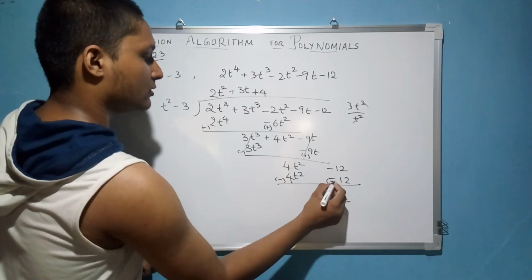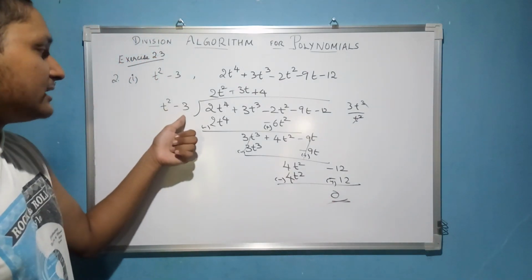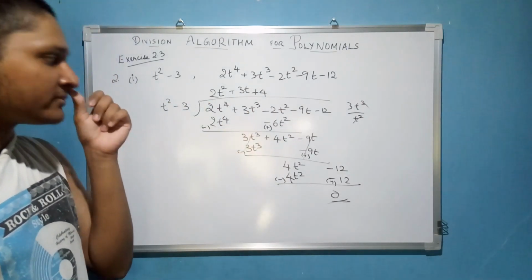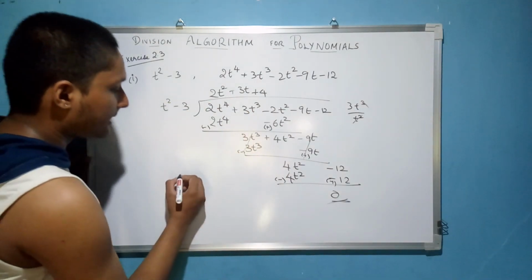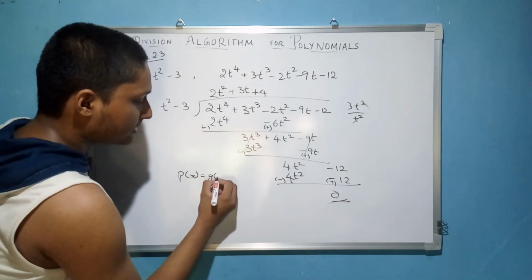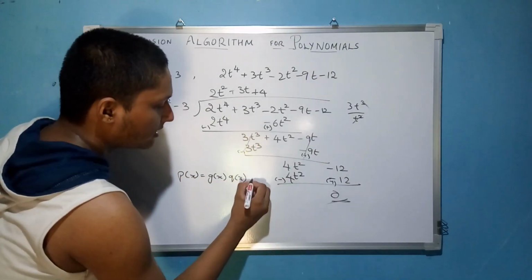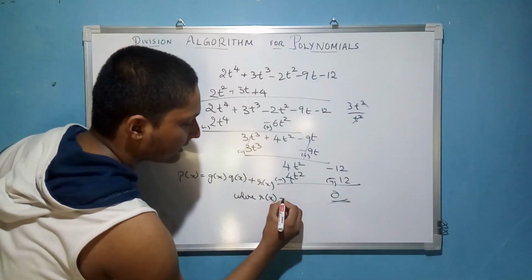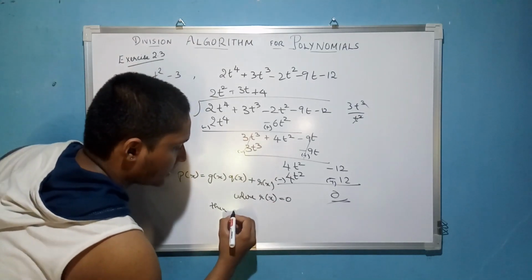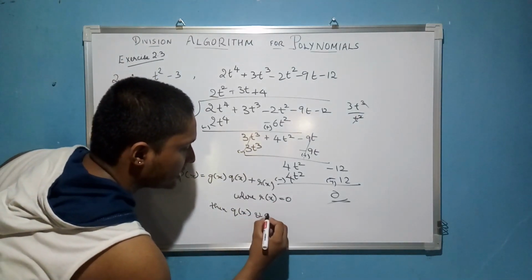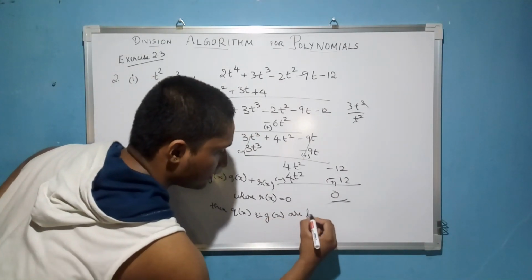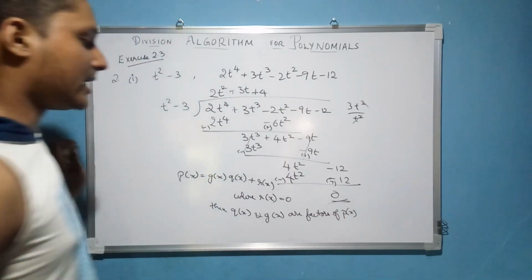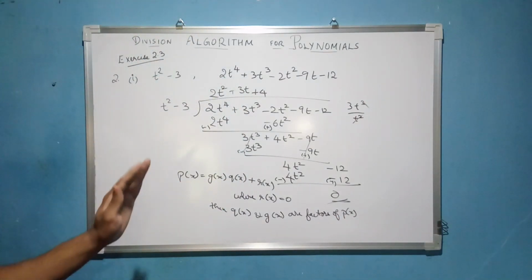Okay. So you can just conclude that t square minus 3 is a factor of 2t raised to 4 plus 3t cube minus 2t square minus 9t minus 12, because you have the remainder to be 0, or I can write it as p of x is equal to g of x into q of x plus r of x, where r of x is 0. That means that if r of x is equal to 0, then q of x and g of x are factors of p of x. This is just the meaning of that. I just wrote a general statement of why I have taken that thing.